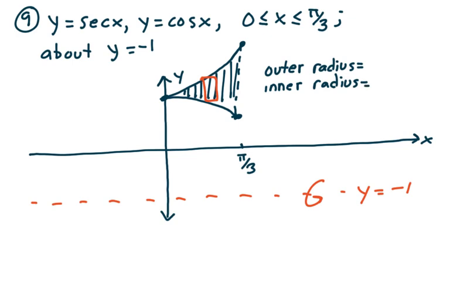Now, it's very, very similar to problem number 8. Now, let's not forget, let me change the graph of y equals secant x to blue. So that's going to be this piece, okay? The outer radius is going to be 1 plus secant x. The inner radius is 1 plus the cosine of x. And we're ready to set this up.